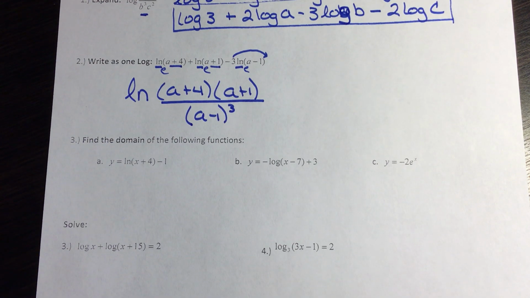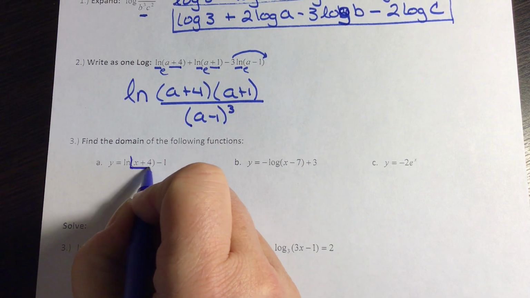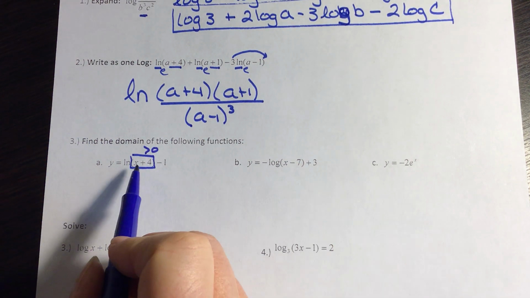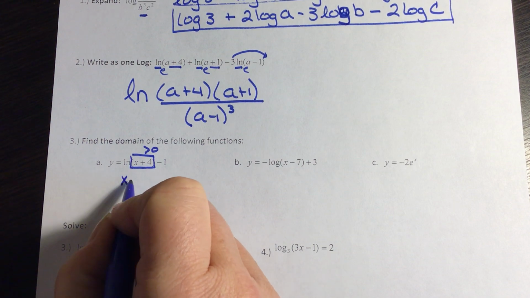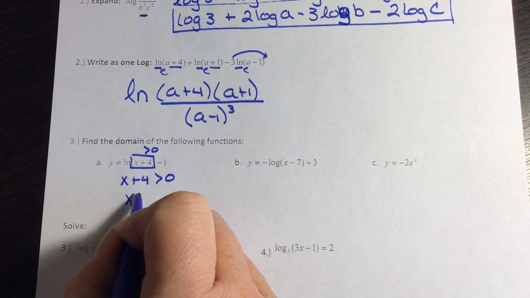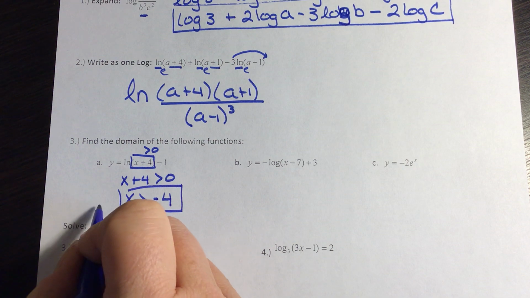In part 3, it's asking us to find the domain of the following functions. So in this first part, we just need to remember that we can only do logs of positive numbers. So this part in the log has to be greater than 0. So for this part that I'm taking the log of, which is x plus 4, has to be greater than 0. So x has to be greater than negative 4. So this is my domain.